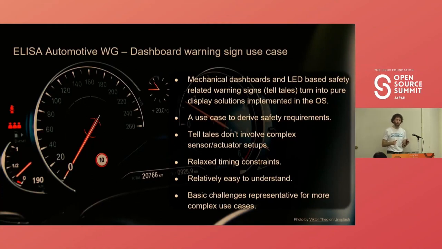We have a dashboard use case within the ELISA Automotive Workgroup. So you most likely know the instrument cluster quite well. And if you own a car, and if it's an old car, your instrument cluster may be based on LEDs. It turned over into digital signs. Maybe this is the first step from software-defined vehicle, right? Because the software defines what's happening next. And this could mean there is more responsibility for the operating system.